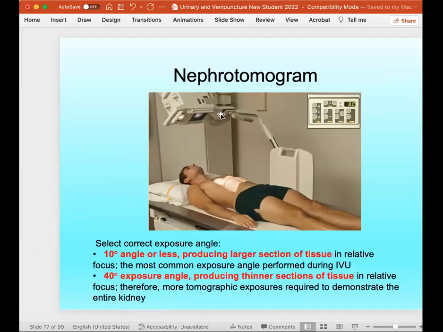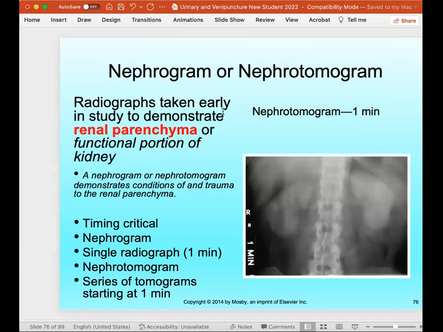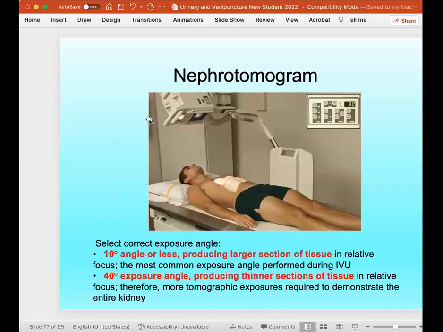So this is what a nephrotomogram is. Not all equipment has this ability, which we are going to talk more about next week. So a nephrogram or nephrotomogram: if the machine doesn't have this ability, it would be called just a nephrogram. It would still be a nephrogram at 1 minute, but if your equipment has this ability, then it would be called a nephrotomogram.